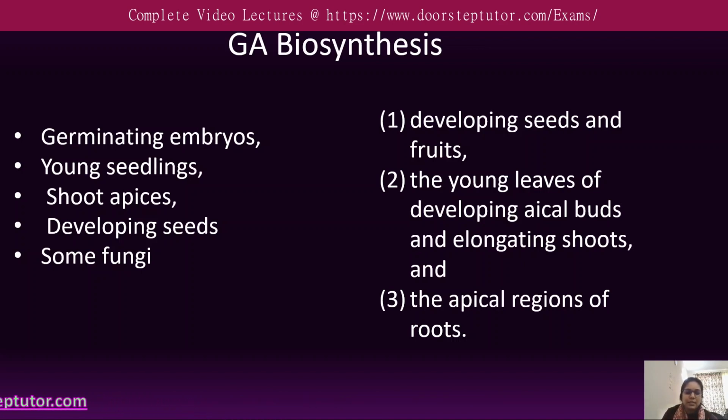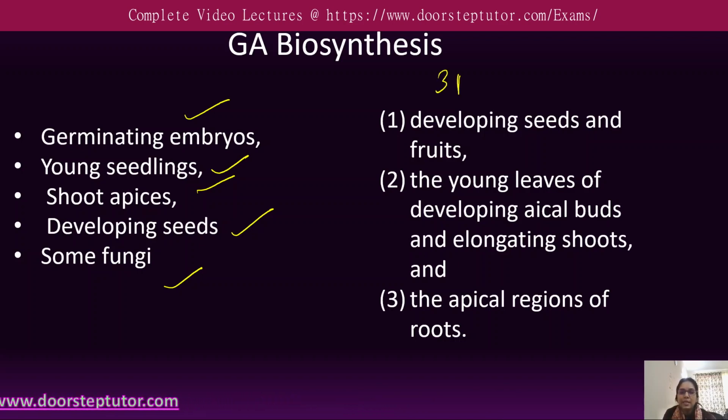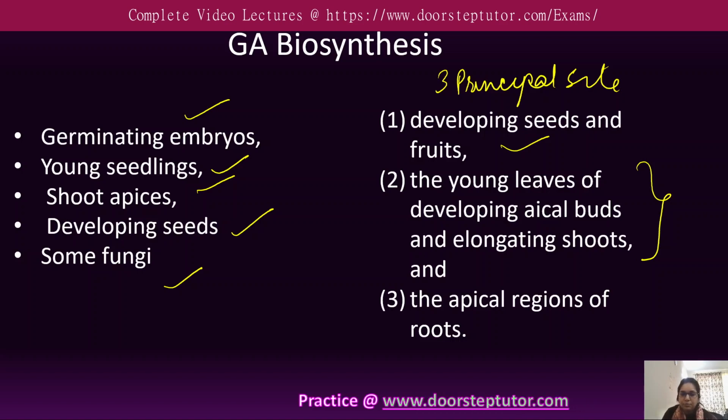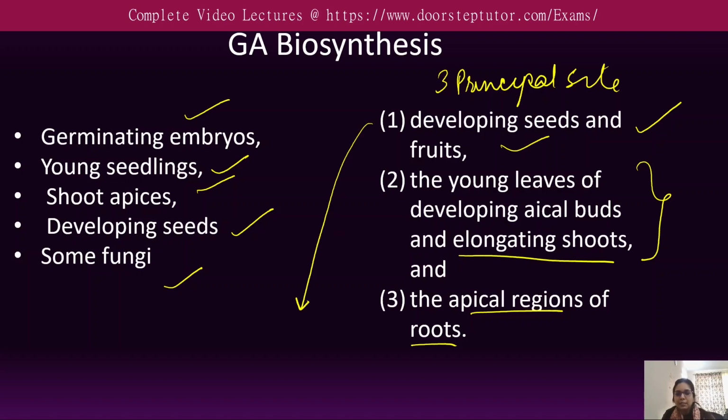Gibberellin biosynthesis occurs in multiple plant organs, like the germinating embryo, the young seedling, the shoot apices, and the developing seed, and even in some fungi. It is generally accepted that there are three principal sites for gibberellin biosynthesis: the developing seeds and fruits, the young leaves of the developing apical buds and the elongating shoots, and the apical regions of the root. Immature seeds and fruits are the prominent site of gibberellin biosynthesis, based on the observation that young fruit and seed parts contain large amounts of gibberellins, particularly during the stage of rapid increase in size. In addition, cell-free preparations from seed are also able to actively synthesize gibberellin.